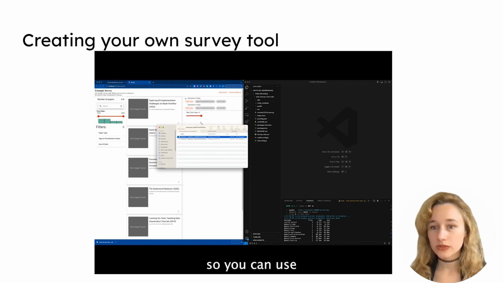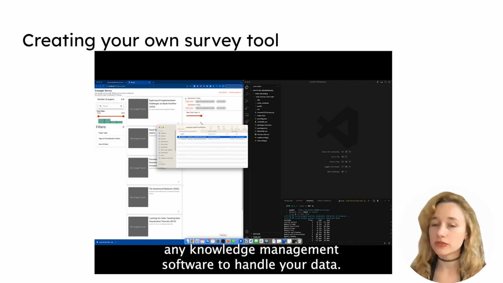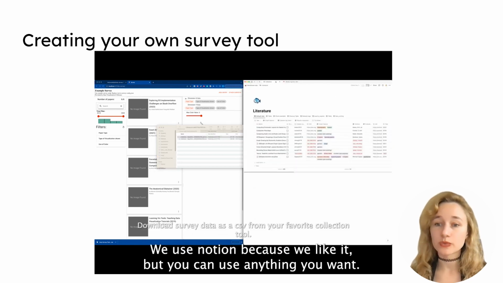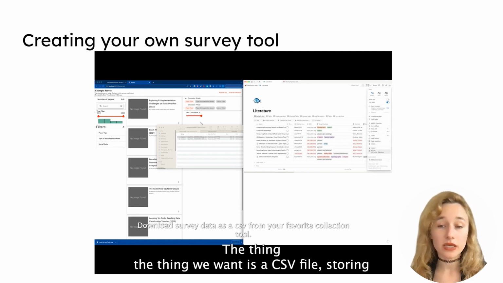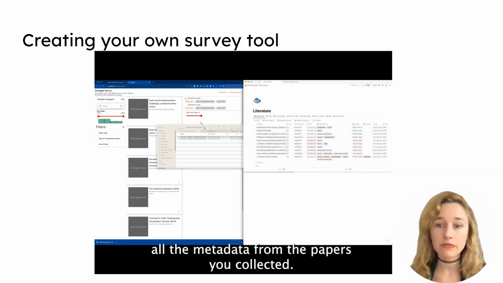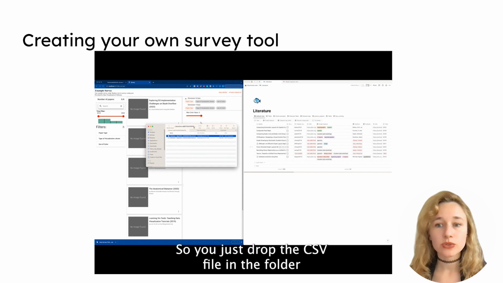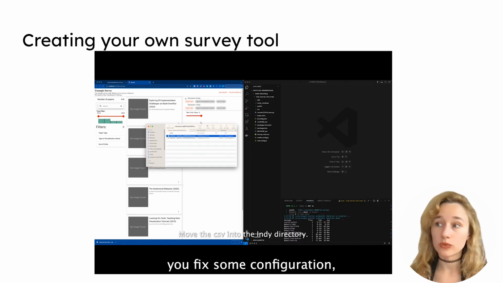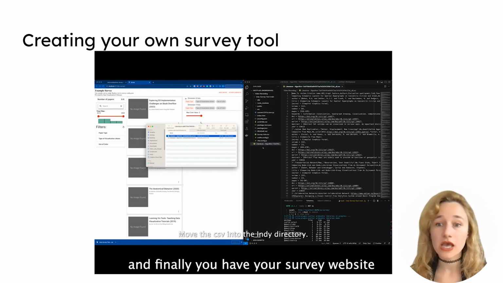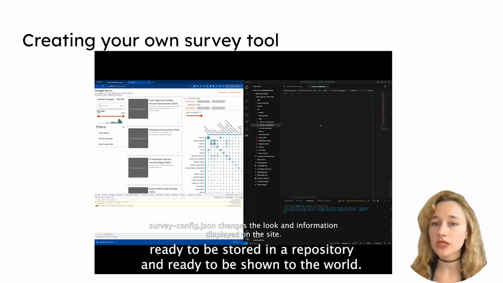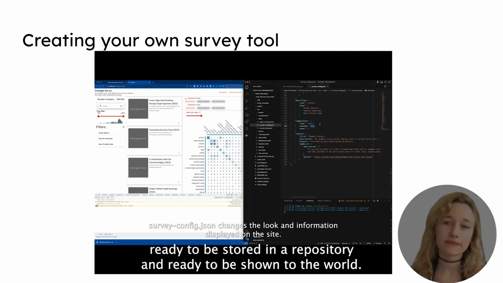So you can use any knowledge management software to handle your data. We use Notion because we like it, but you can use anything you want. The thing we want is a CSV file storing all the metadata from the papers you collected. So you just drop the CSV file in the folder, you fix some configuration, and finally you have your survey website ready to be stored in a repository and ready to be shown to the world.